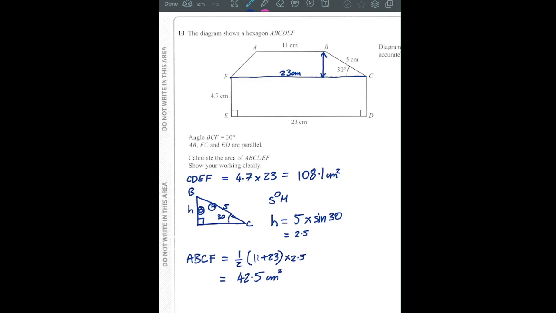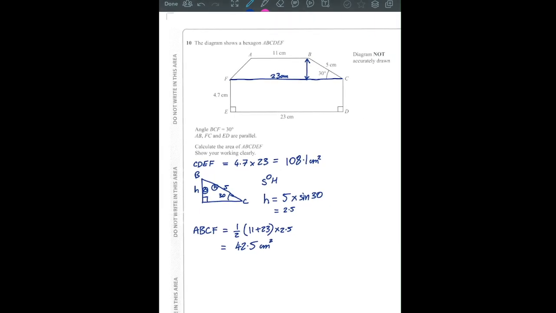So you've got the area of the two separate parts. If we want the total area, let's just add those together. The total area is 108.1 plus 42.5. Now you might think it's excessive to write down each of these steps. Yes, it is, but I'm making it 100% certain that the examiner cannot drop me any marks for any reason, because I made everything super clear.